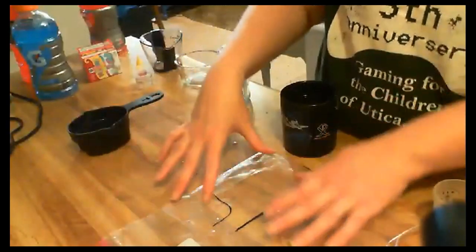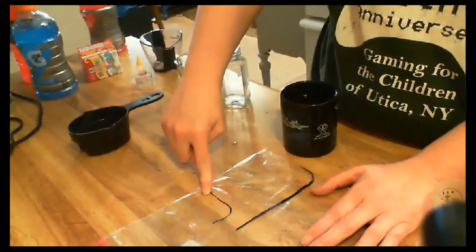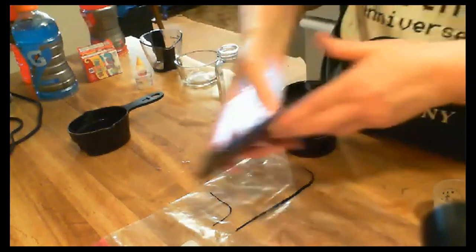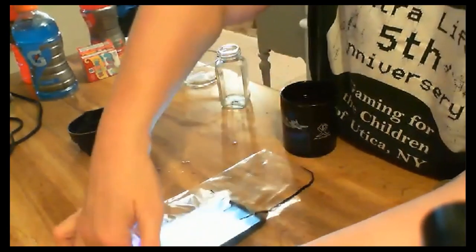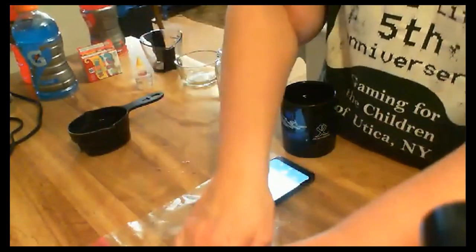Okay, so here's my sample platform. This outlines where my phone sits, and this outlines where the sample is going to go. And I just put my phone inside of the bag. And at least with mine, and my iPad, you can still operate it, okay?